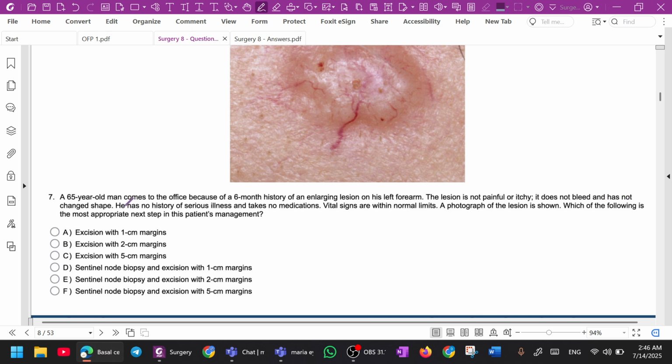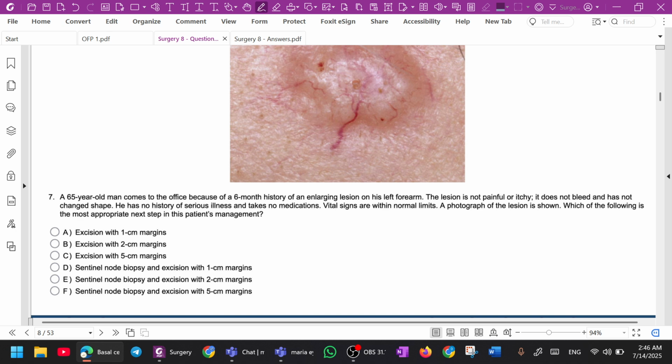It does not bleed and has no change. Okay, 6 months. There is no size included. So we just do 5 millimeter. I don't know. 1 centimeter margin. Okay, let's do 1 centimeter. I'll just do one. Excision with 1 centimeter margin.